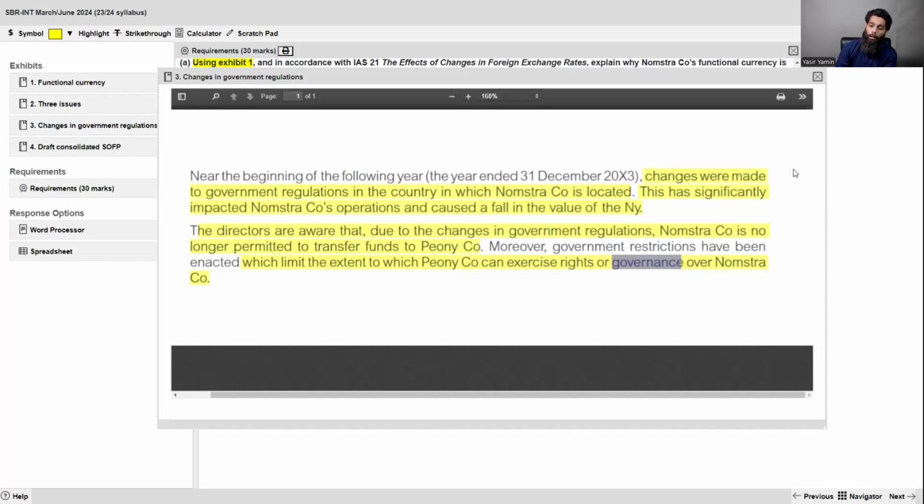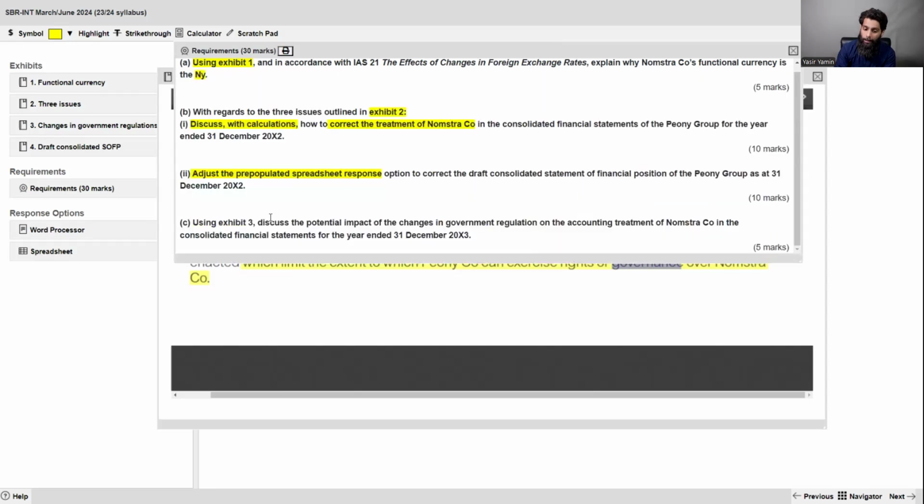Now, luckily, your examiner has not asked anything to account for. They are just asking, discuss the potential impact of the changes in government regulations on the accounting treatment. Do you understand this? All of you, I want your feedback. Is this clear to everyone? And this had no relation with the foreign subsidiary. This is pure first lecture of consolidation, nothing else. Is this clear to everyone?